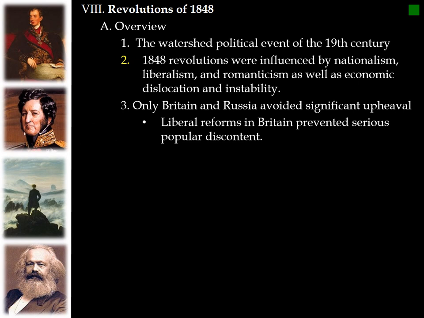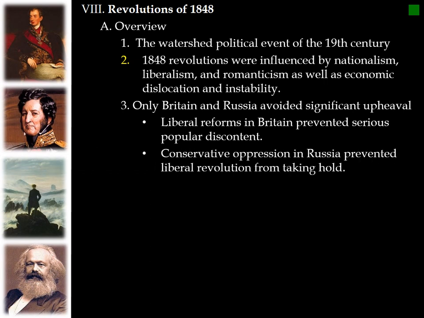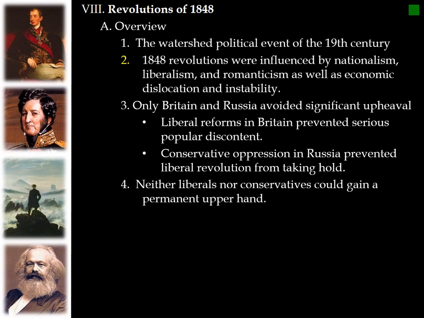Liberal reforms in Britain prevented serious popular discontent, that evolutionary liberalism that we associate with the British government created stability, so there was no need for a revolution. Conservative oppression in Russia prevented liberal revolution from being able to take hold, exactly the opposite end of the spectrum. It was too oppressive, and no real middle class existed in Russia to filter the revolutionary demands to the rest of the country. Neither liberals nor conservatives would be able to gain permanent upper hand at the end of the 1848 revolutions. And ultimately, the status quo that had been established by the Concert of Europe at the Congress of Vienna would be maintained after the year of upheaval.